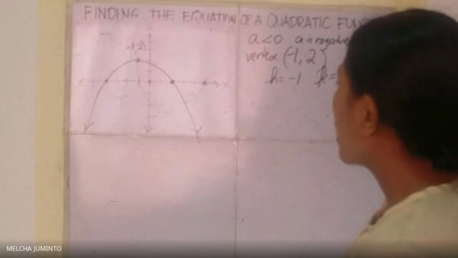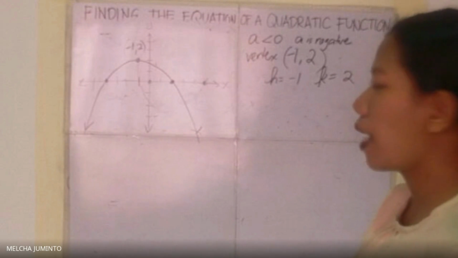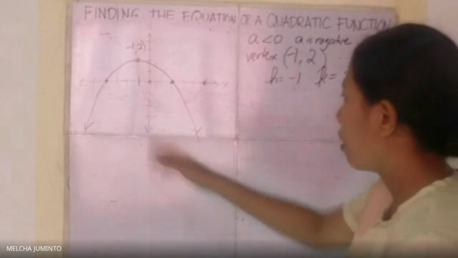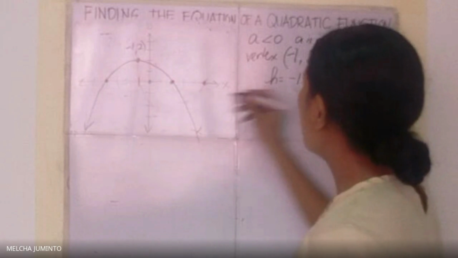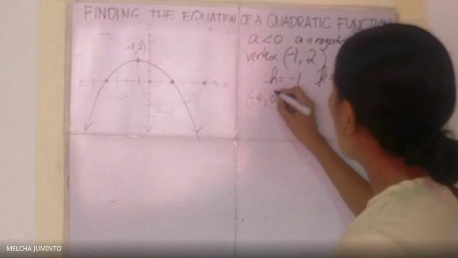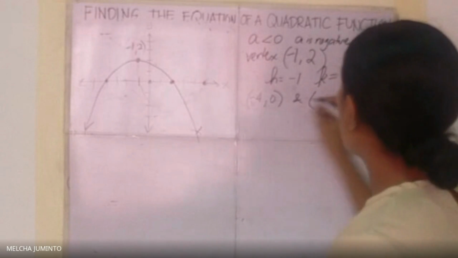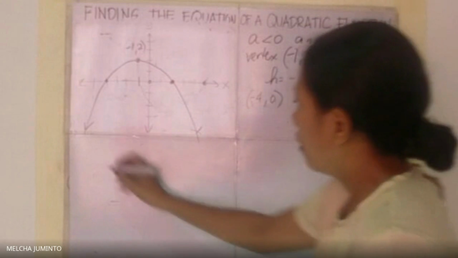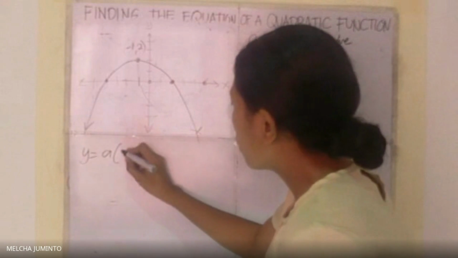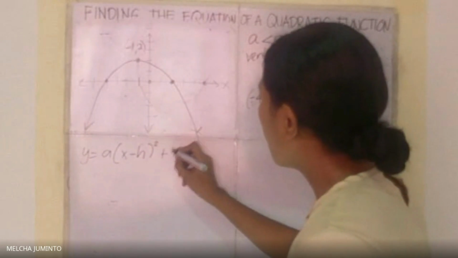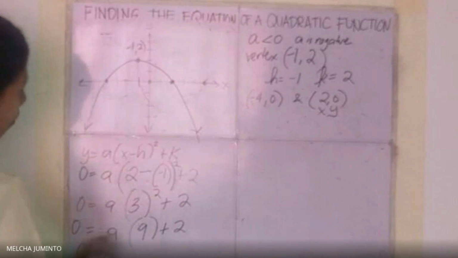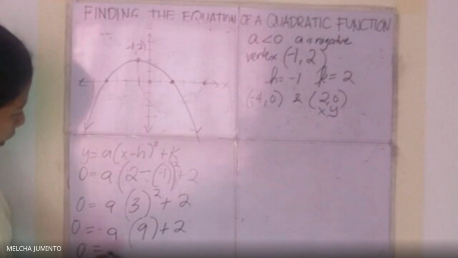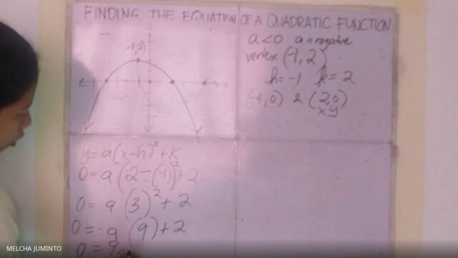Next, x-intercepts. We have here x-intercepts. There are 2 x-intercepts here. The first one is 1, 2, 3, 4. That is -4, 0. And the other one is 2, 0. Next, we write the vertex form of the quadratic equation. We use 2 for x and y is 0. And then you write 0 equals 9a plus 2.